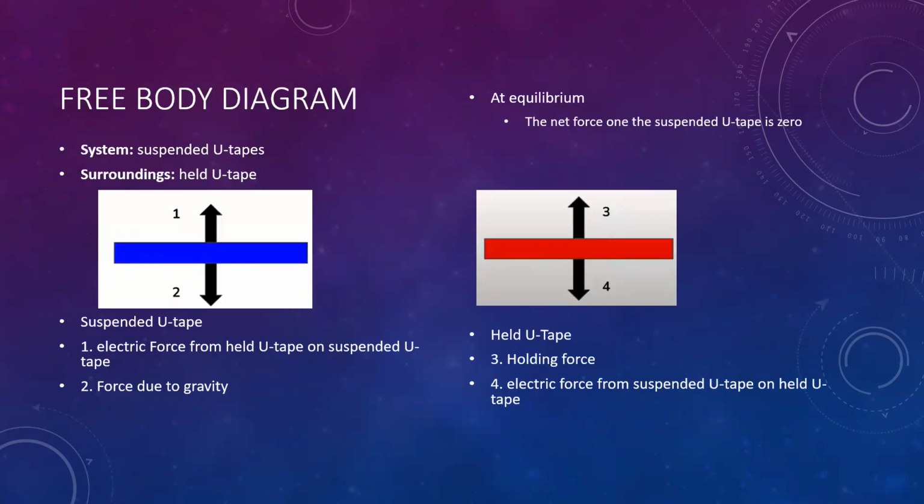So these are the free body diagrams. The system is the same as it was last time: the suspended U-tape, and the surroundings were the held U-tape. Force 1 on the suspended U-tape was the electric force from the held U-tape on the suspended U-tape. Force 2 was the force of gravity. On the held U-tape, force 3, which points up, is the holding force, and force 4, which points down, is the electric force from the suspended U-tape on the held U-tape.